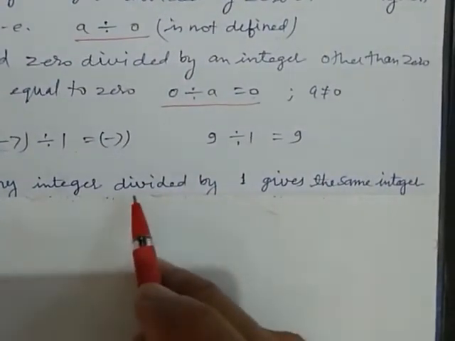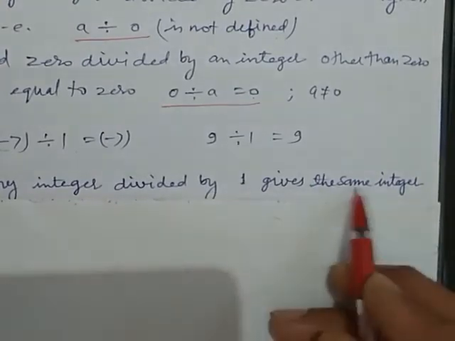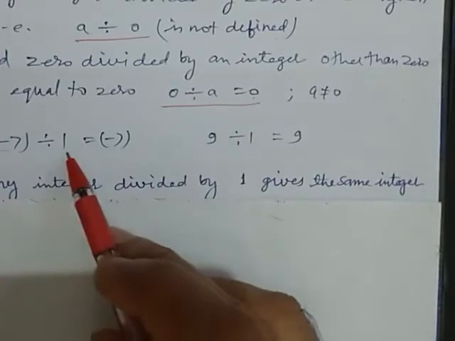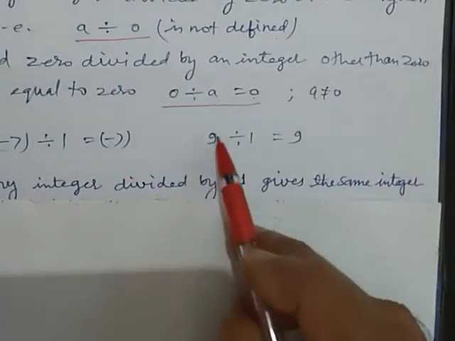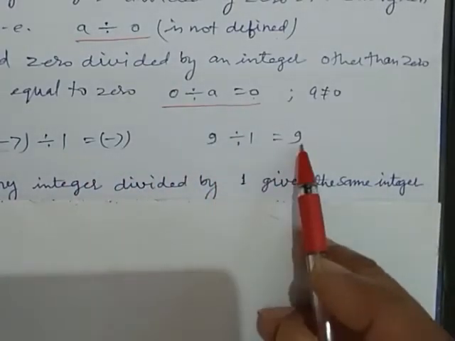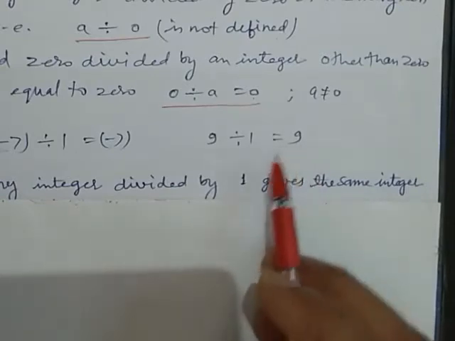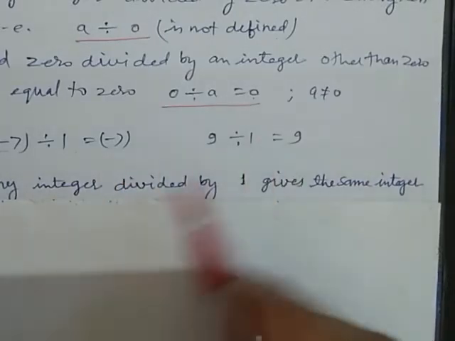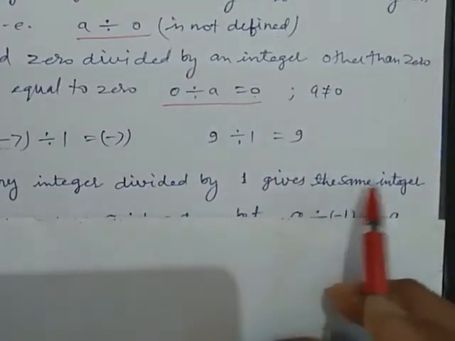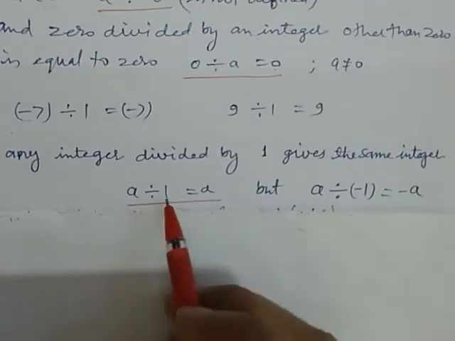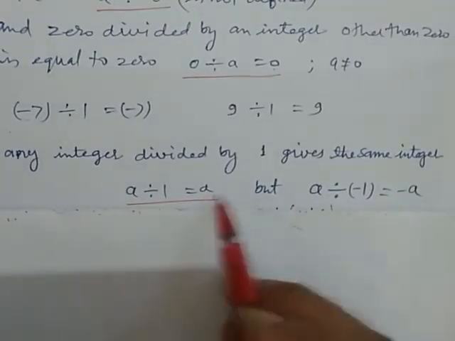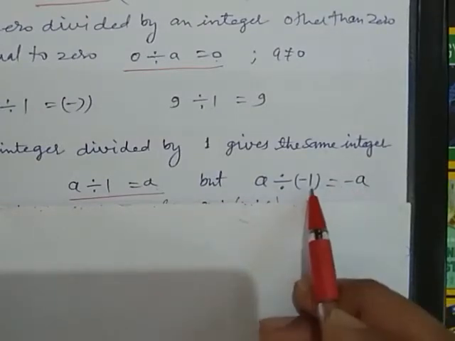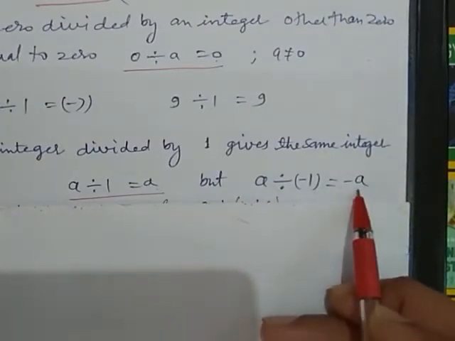Any integer divided by 1 gives the same integer. Here we check. When we divide minus 7 by 1, we get minus 7. When we divide plus 9 by 1, we get 9. It means when we divide any integer by 1, we get the same integer. So we can write a divided by 1 is a, but a divided by minus 1 is minus a. Always remember, if there is minus 1, then we get minus a.